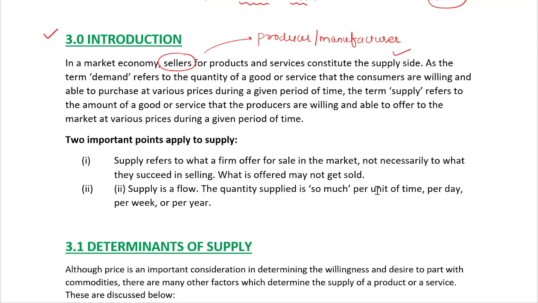As the term demand refers to the quantity of goods and services that the consumers are willing and able to purchase at various prices during a given period of time, the term supply refers to the amount of goods and services that producers are willing and able to offer in the market at various prices at a given point of time. Is it clear till here?